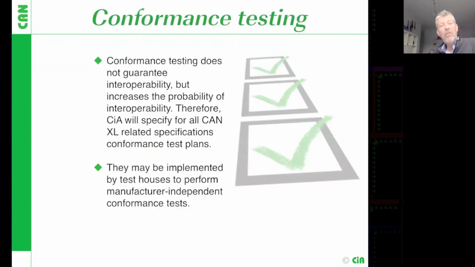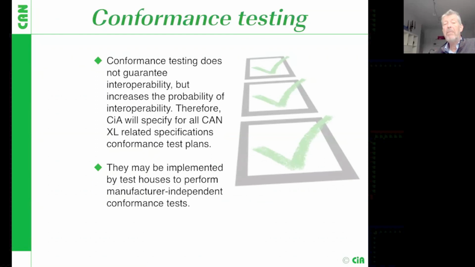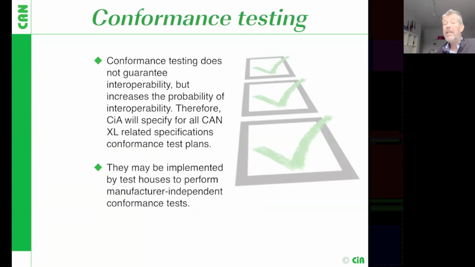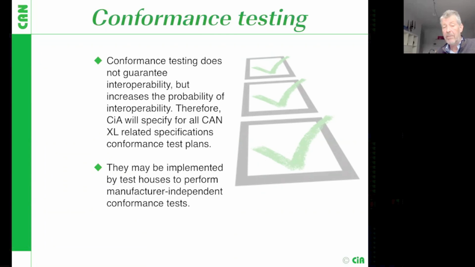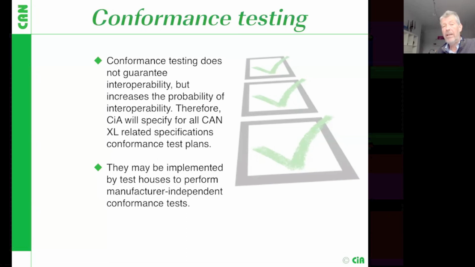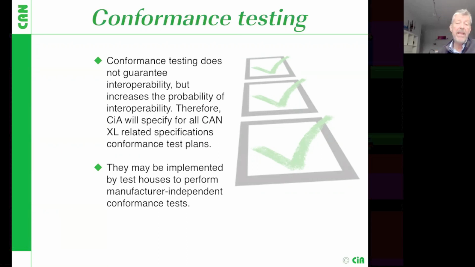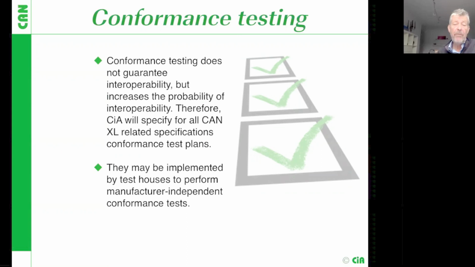The automotive industry is also requiring conformance testing. Conformance testing does not guarantee interoperability, but increases the probability of interoperability. Therefore, CIA will specify for all CAN XL related specifications conformance test plans, as the ISO has done for classical CAN and for CAN FD. And these conformance test plans may then be implemented by test houses to perform manufacturer independent conformance tests.